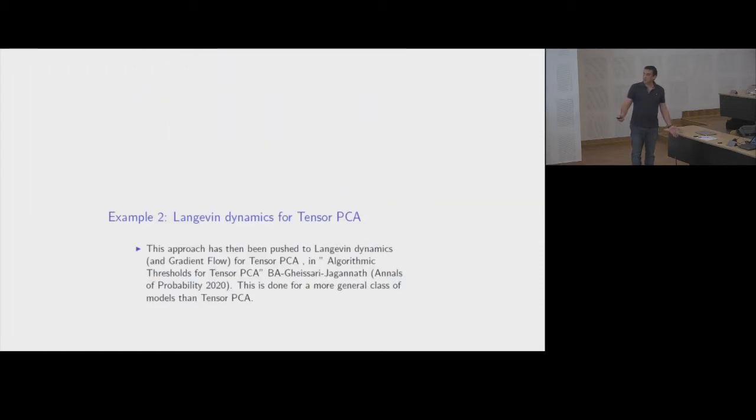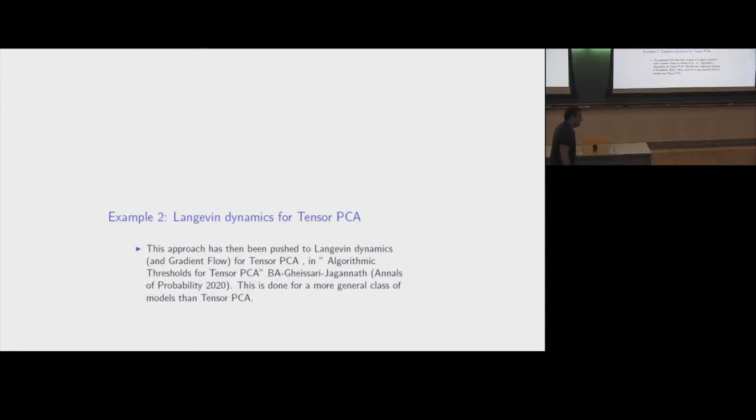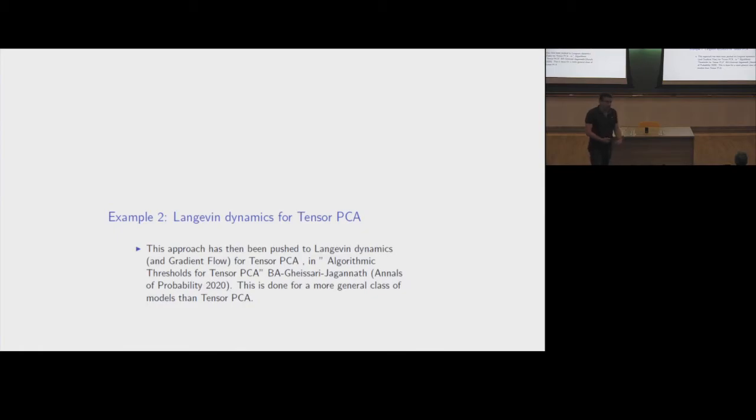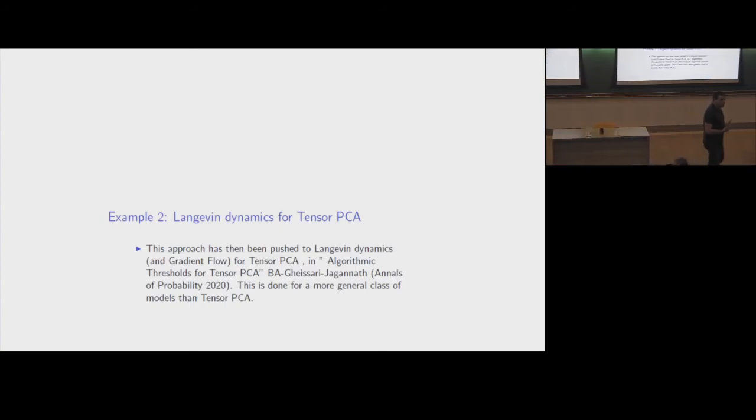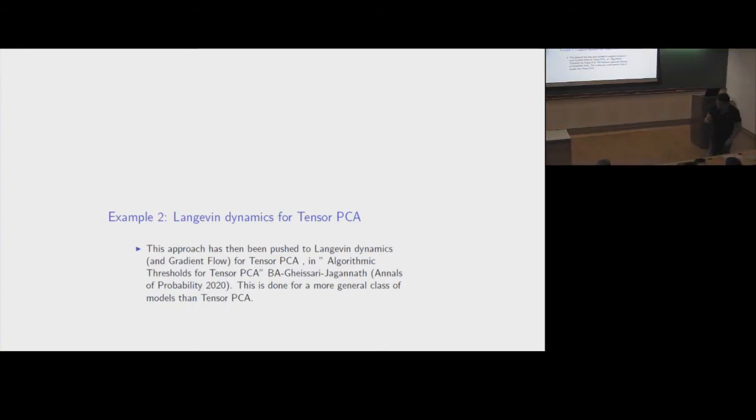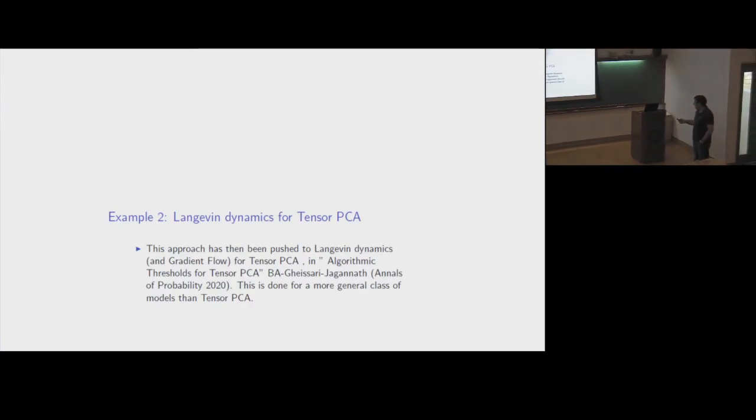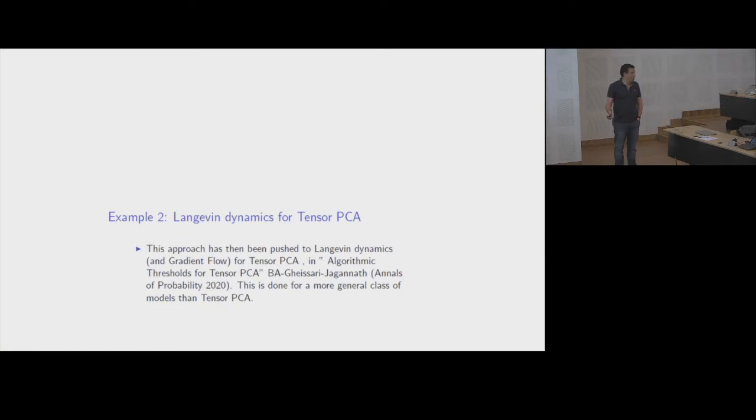This paper, Bounding Flows, appeared in 2019, I think, in CMP. This was just a testing ground. We didn't try to prove new things for spin glasses per se. We wanted to have a robust tool to study Tensor PCA or GLM and so on. So this has been pushed to Tensor PCA, to Langevin dynamics for PCA, and also for gradient flow, continuous time gradient descent, if you want. This is in the paper Algorithmic Threshold for Tensor PCA, with the same colleagues, which is in Annals of Probability and will appear this year.